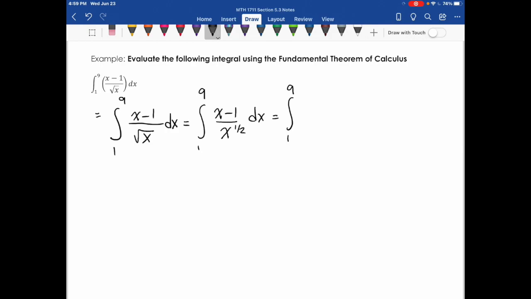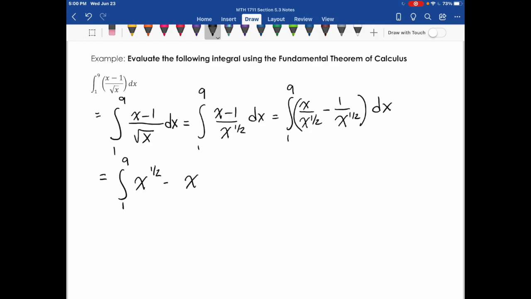Now I'm going to take that x to the 1/2 and divide it into the x minus 1. And I'm going to split up those fractions and simplify. So I have x over x to the 1/2 minus 1 over x to the 1/2 dx. Now I'm going to simplify. If I have x over x to the 1/2, when I divide and I have the same base, I subtract my exponents. So this is going to give me an x to the 1/2.